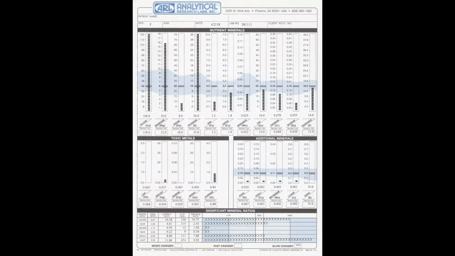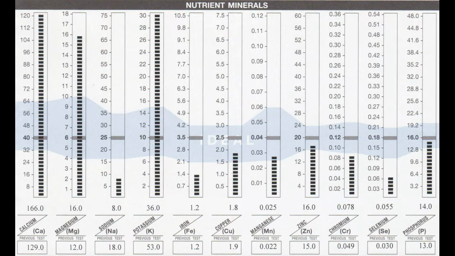Hi everyone, in this video I'm gonna share with you a sample of a hair mineral analysis report that I've done on a patient. So when you look at the report on your screen, you will see that it's divided into four parts, okay? The first part where it says nutrient minerals, that is the part that will tell me what kind of major minerals or micro minerals or trace minerals they are lacking in your body.